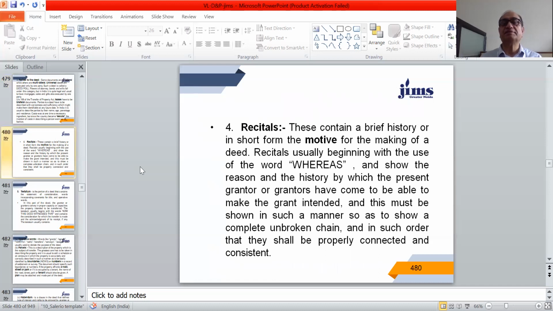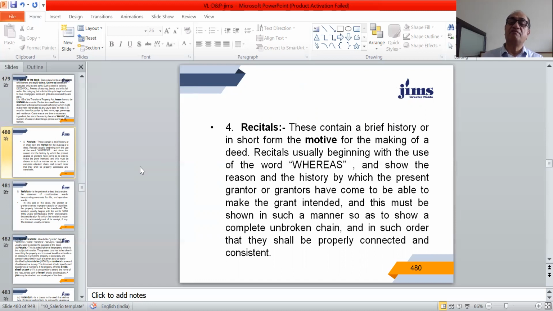The fourth portion of the deed is recitals. Recitals contain a brief history, or in short form, the motive for the making of a deed. History means, if I am making a gift deed, how I became the owner of the property. If I am executing a sale deed, how I am the owner of the property which I am going to sell. And what is the motive for making the deed? Motive is sale or gift or lease or exchange. And these recitals usually begin with the use of the word whereas.